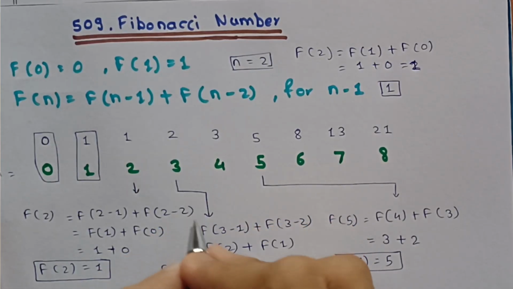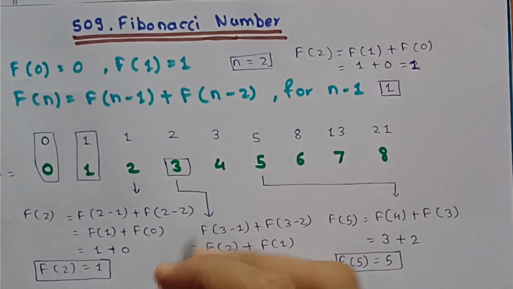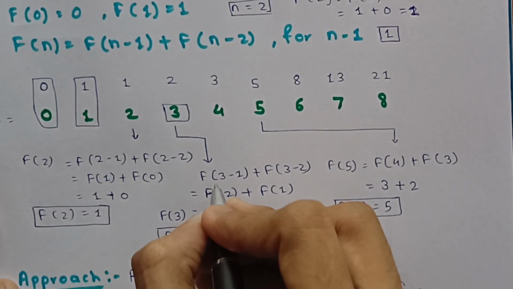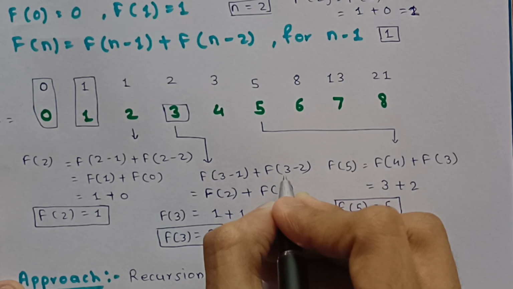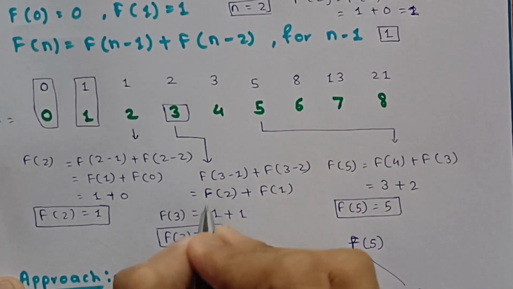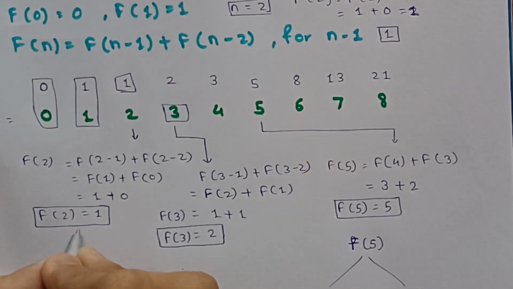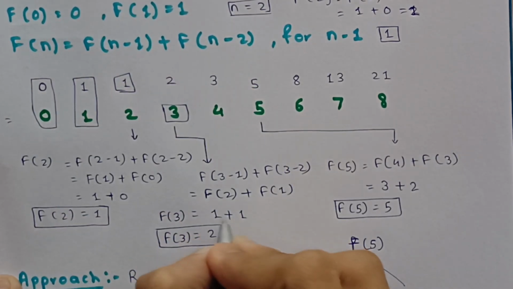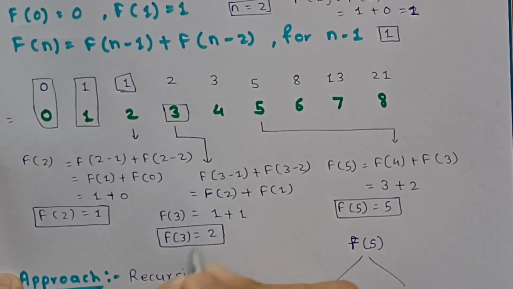Now here is the twist. n is given as 3. So f of 3 is f of 3 minus 1 plus f of 3 minus 2, so f of 2 plus f of 1. We have calculated f of 2, which is 1, and f of 1 is 1. So 1 plus 1, which is equal to 2.